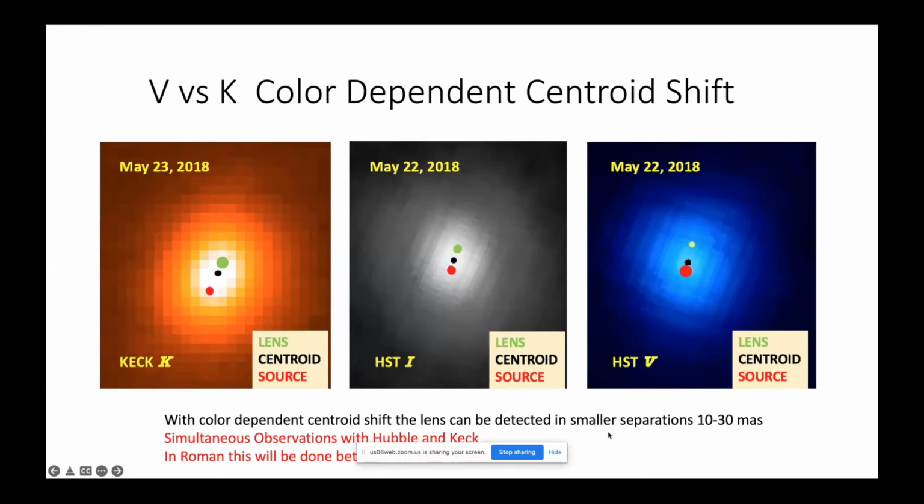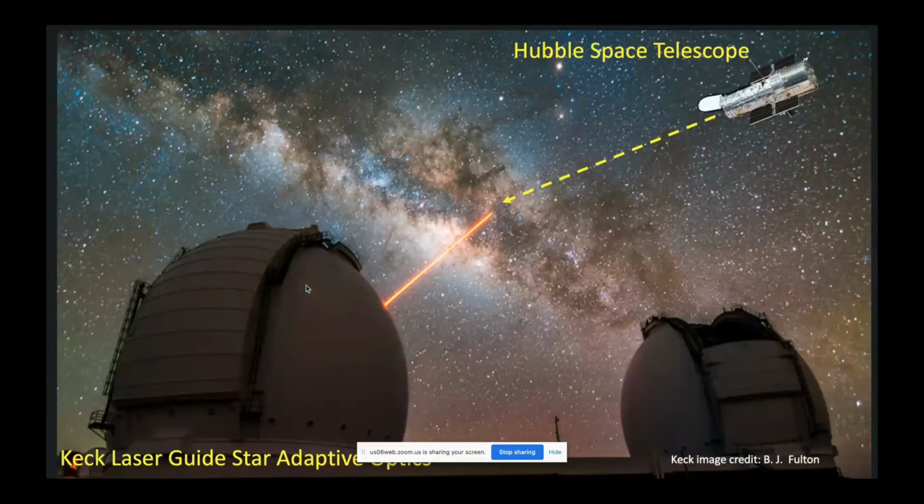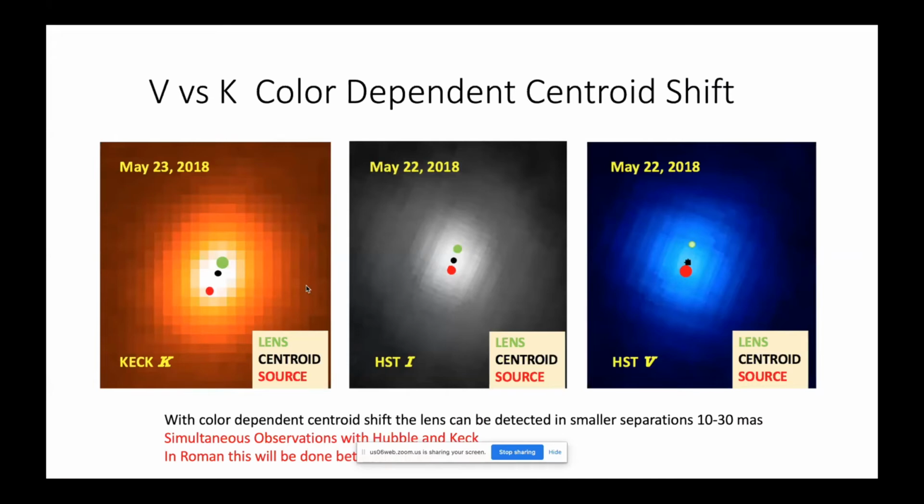This particular case was observed simultaneously with both Hubble and Keck, so that we knew that it was all happening at the same time. But I can say that since we are going to be observing in different passbands, like every 12 hours or so in Roman, we would be able to do this without having all these follow-up observations from multiple telescopes. So that is a very big advantage of Roman, to use this method and to get the mass measurements.